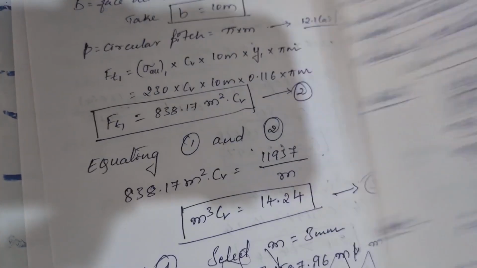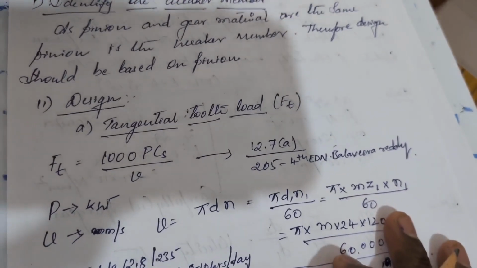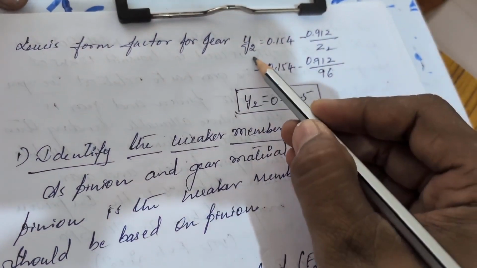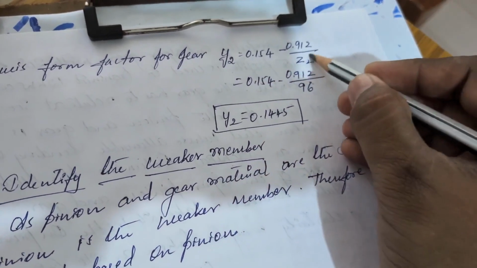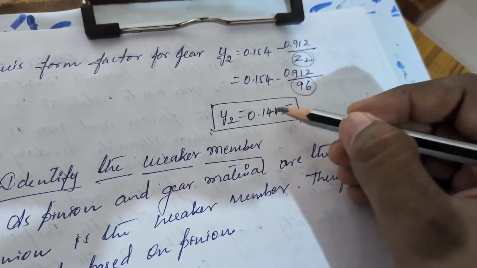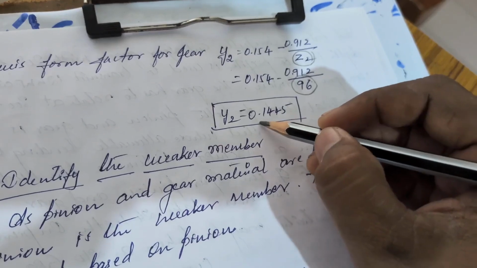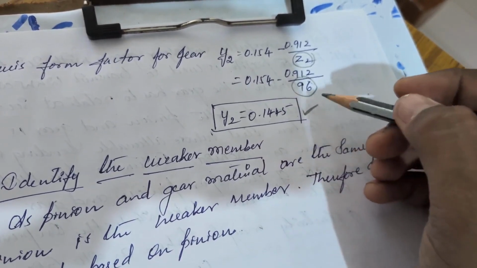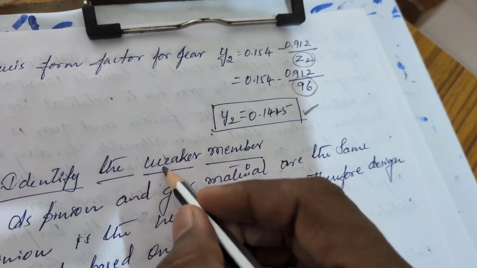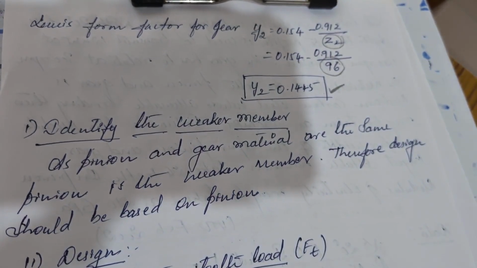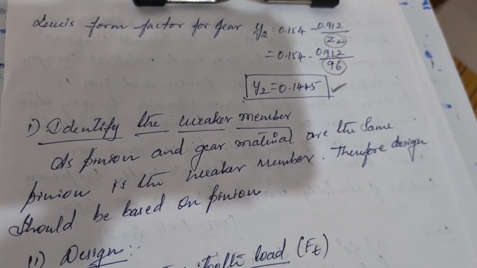Then I will move on to the next step, which is the Lewis form factor for the gear, the y2 value. Same formula, but the substitution is z2. So z2 is 96. If you calculate, the value will be 0.1445. Once you get y1 and y2, next you need to identify the weaker member. We need to design for the weaker member. As you know, the weaker member will fail first. So we need to design for the weaker member.